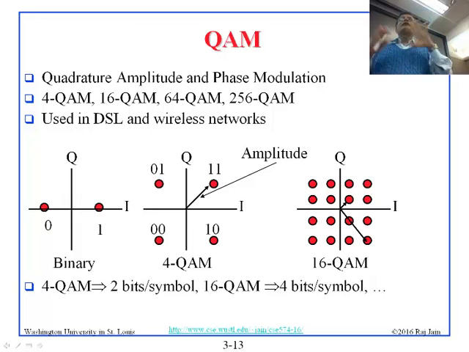Okay? So now you see how we combine the amplitude and phase, and we put a dot there which says now this means 1,1,1,1. 4 bits per each point. And so this is what is called a symbol. So here in 4 QAM you have 2 bits per symbol. There are 4 symbols. Here we have 16 QAM, we have 4 bits per symbol. And how many symbols are there? 16 symbols.